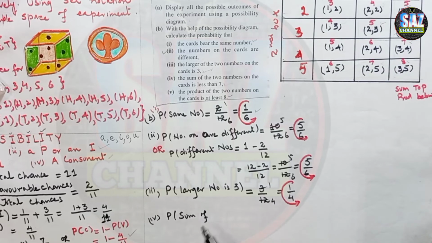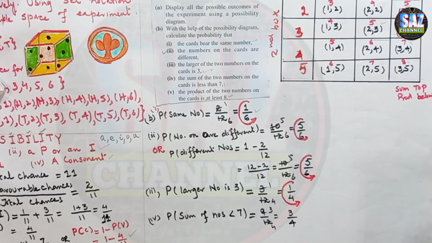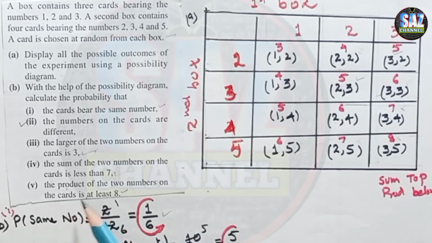Fourth part: the sum of the two numbers is less than 7. So how many places? 3 places are there where the sum is 7 or more than 7. So it will be 9 by 12. 9 by 12, and 3 3s are 9 and 3 4s are 12, which is equal to 3 by 4.